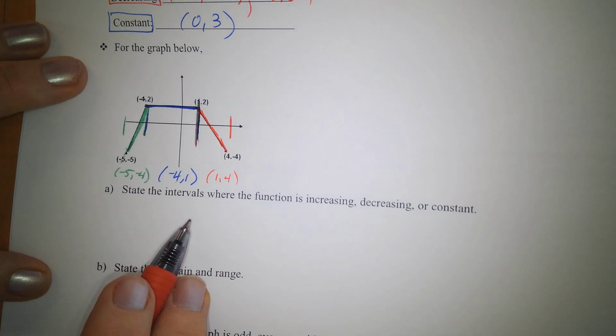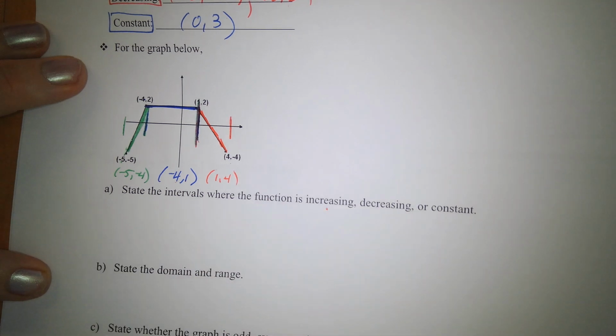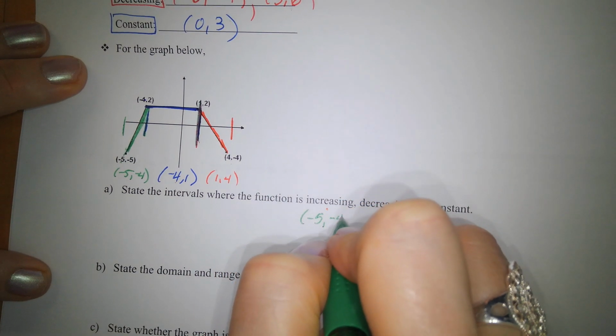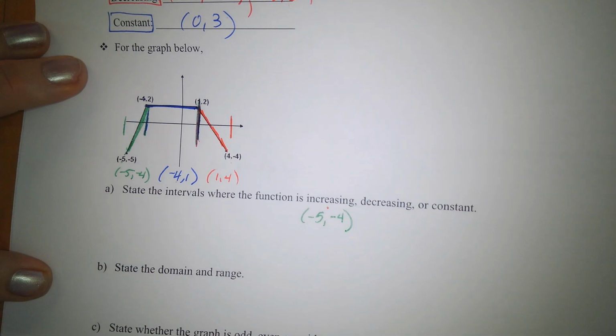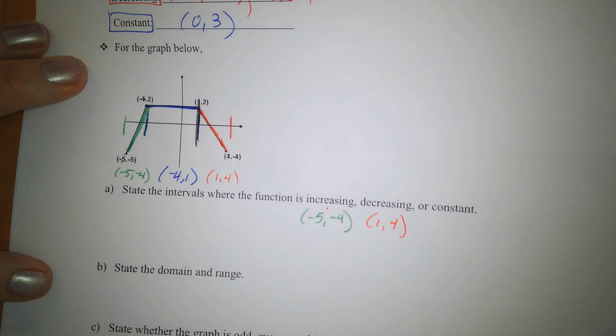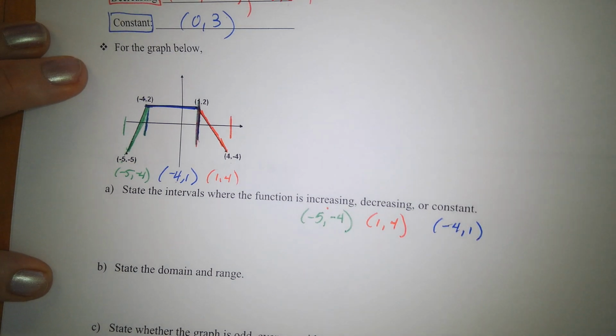So stating these intervals, it's increasing, decreasing, or constant. It is increasing from -5 to -4. It is decreasing from 1 to 4. And it is constant from -4 to 1.